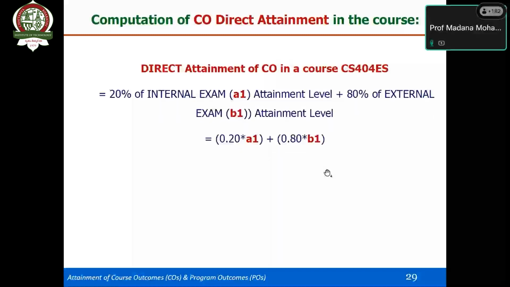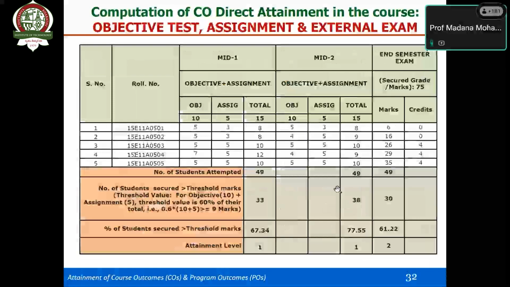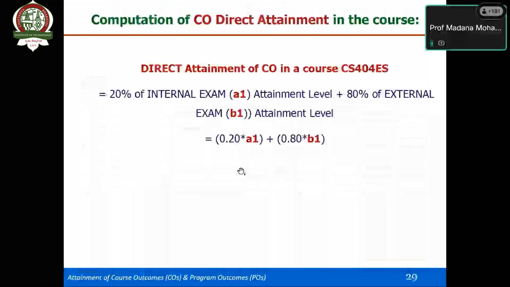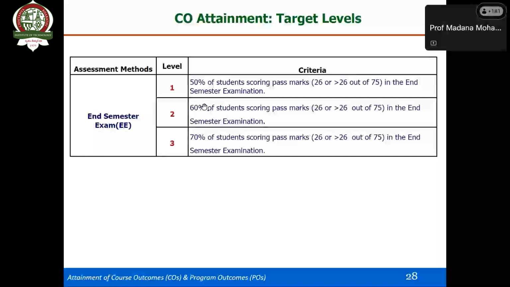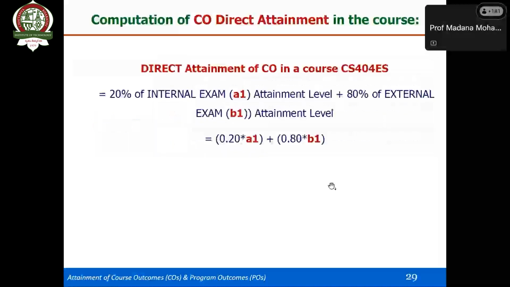Here, what is the average you are getting for your end exam? You are getting 61.22. So 61.22, what is its level? 61 means this is level 2. Less than 70, greater than 60 comes under this one. So level 2 you will get here.